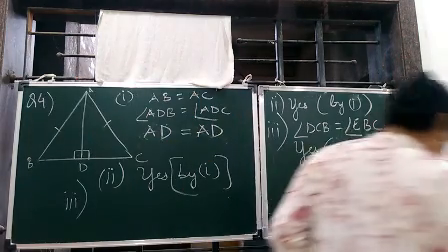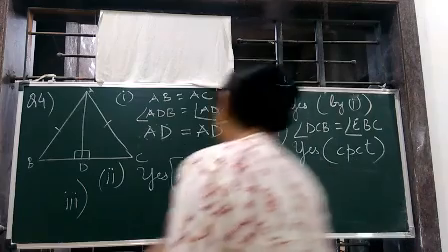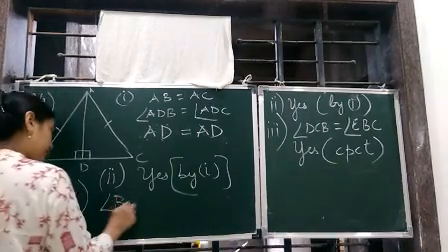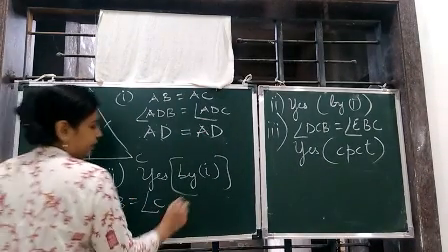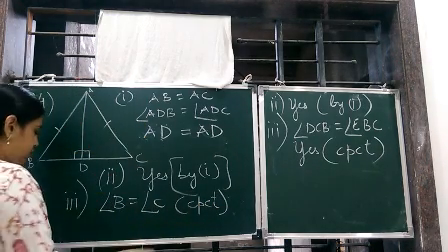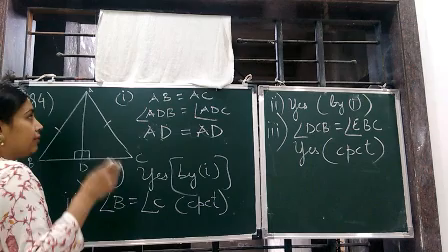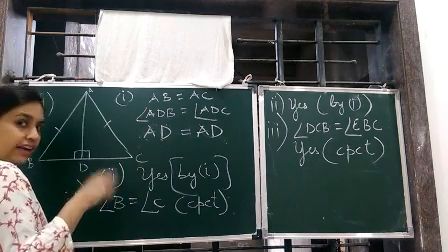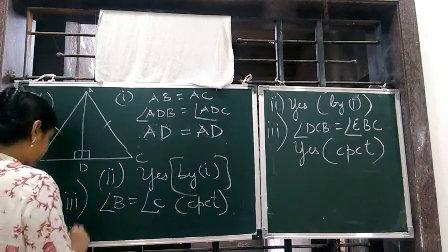Then going to the third one, is angle B equal to angle C? Angle B is equal to angle C. Yes, why? CPCT, congruent parts of congruent triangles. The triangles are congruent, so angle B and angle C are parts of those congruent triangles. That is why they are also equal.